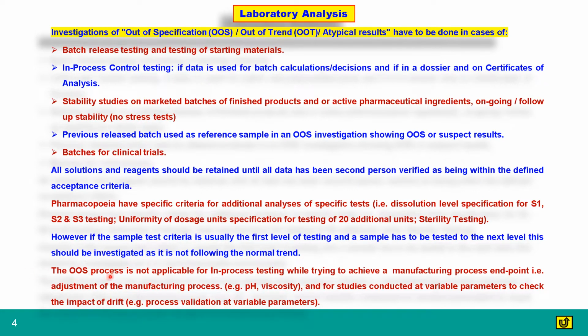The OOS process is not applicable for in-process testing while trying to achieve a manufacturing process endpoint, i.e. adjustment of the manufacturing process. Example: pH, viscosity, and for studies conducted at variable parameters to check the impact of drift. Example: process validation at variable parameters.